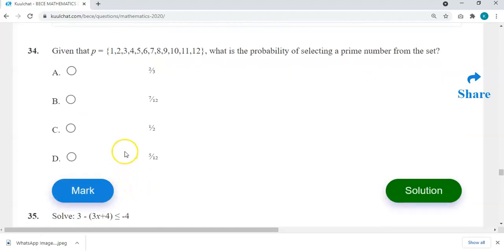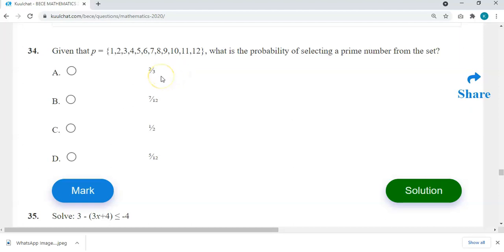Now we move on to question number 34. It says, given that B is equal to this, what is the probability of selecting a prime number from the set? Now, what is a prime number? A prime number is a number that has only two factors, 1 and itself, which means that number cannot be divisible by any other number except 1 and itself.